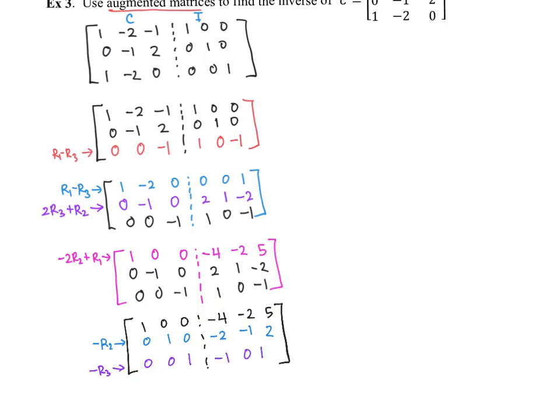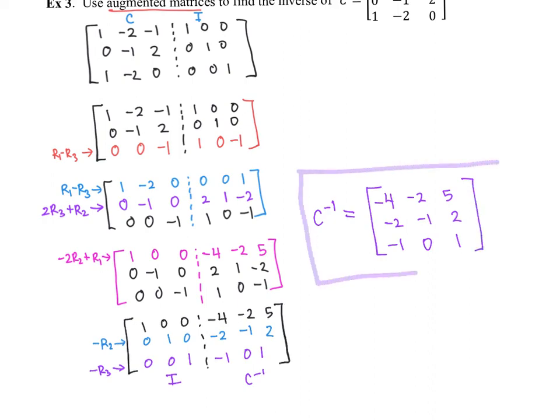Okay, so if I did this correctly, now that the identity is on the left side, the inverse should be on the right side, except that's not A, that's C inverse. Okay, so C inverse should equal negative 4, negative 2, 5, negative 2, negative 1, 2, negative 1, 0, and 1. If I wanted to check my answer, I could multiply C times C inverse and C inverse times C to confirm that I do in fact get the identity matrix as the result both directions.